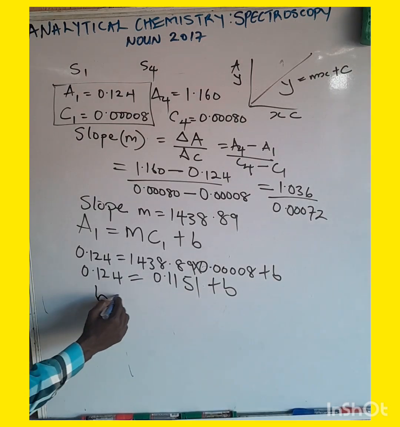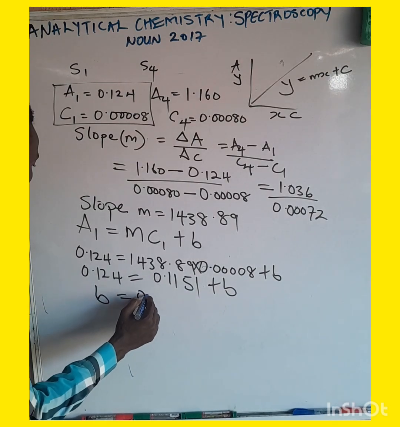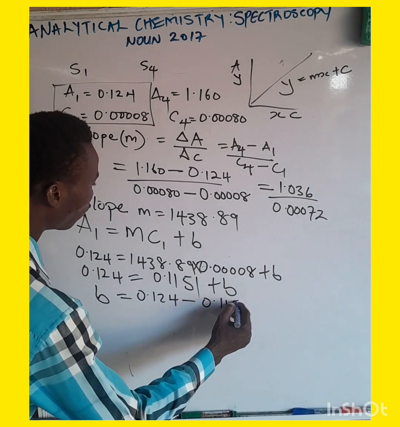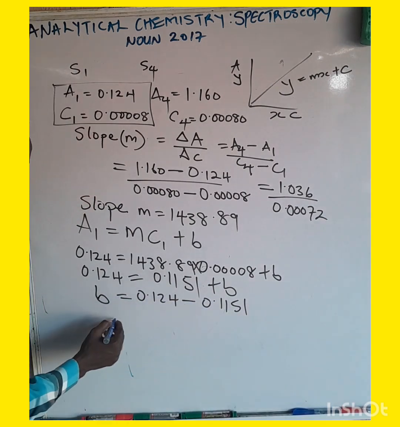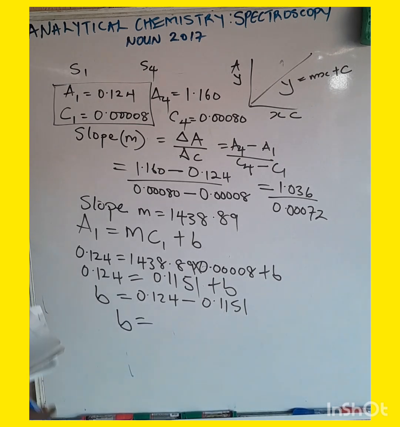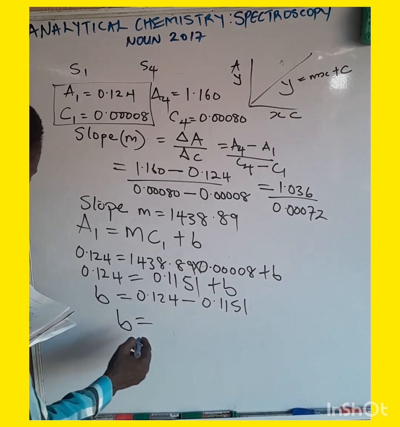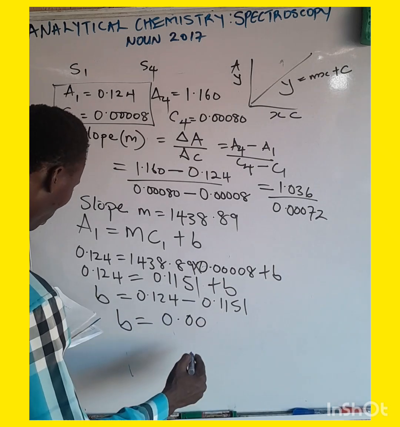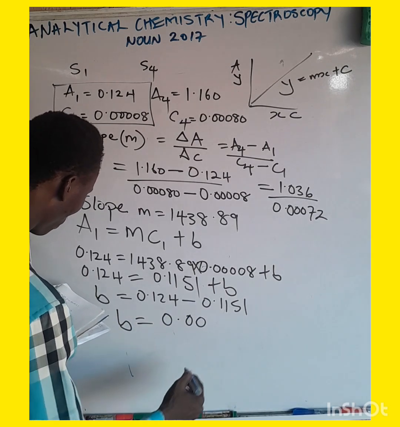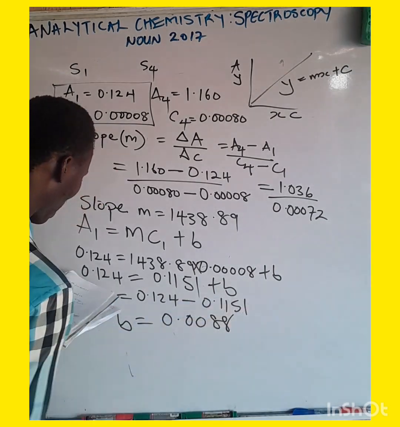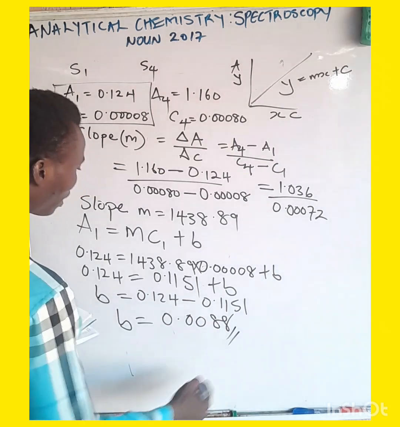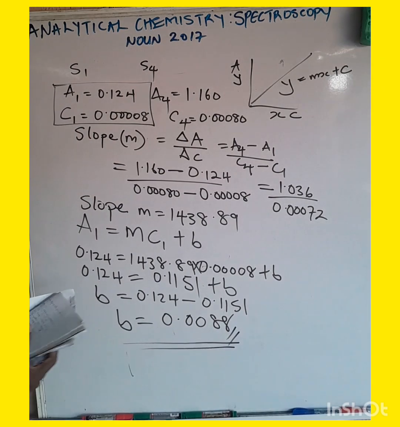Okay, so make B the subject. We are going to have B now equals to 0.124 minus 0.1151. So if you subtract the value, what will be the value for the B there? The value for the B in this place should be 0.0088. That should be the value you are going to obtain there.